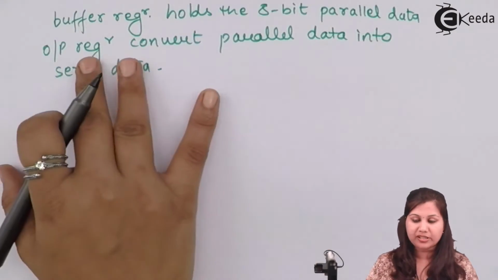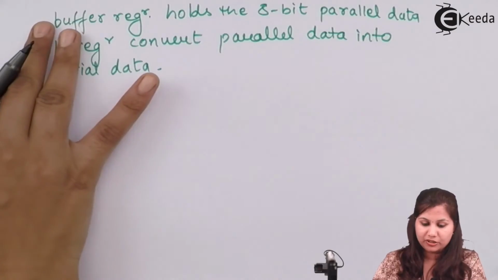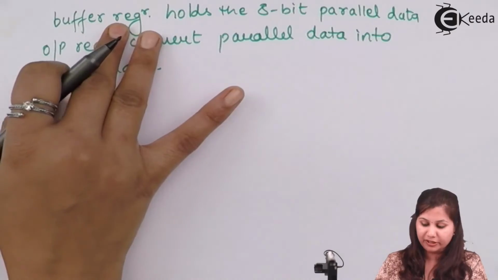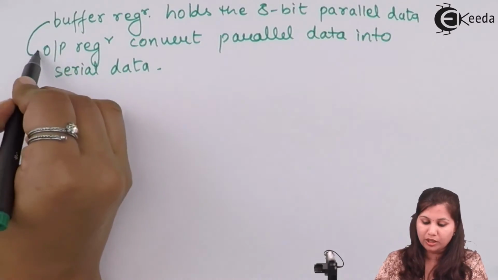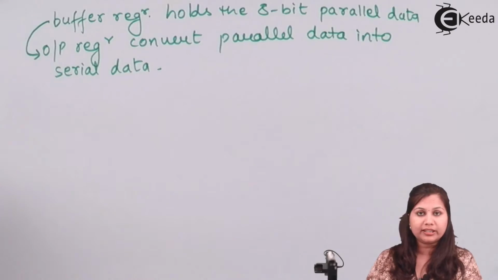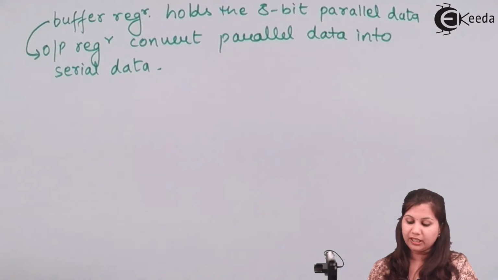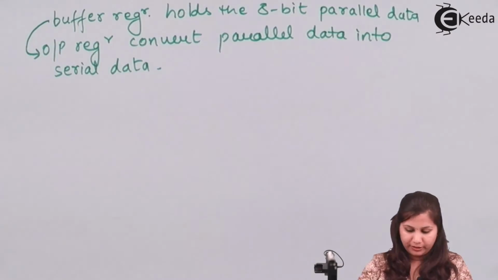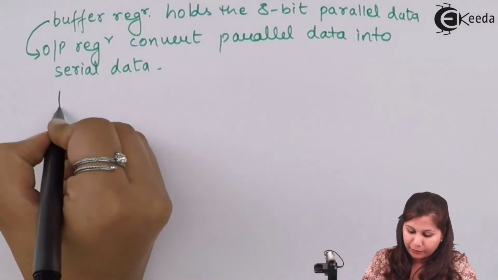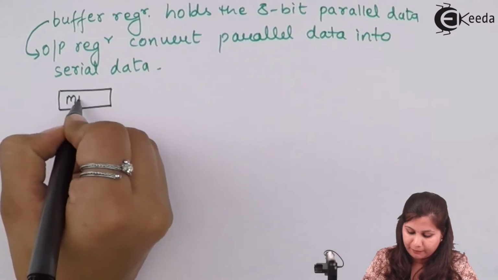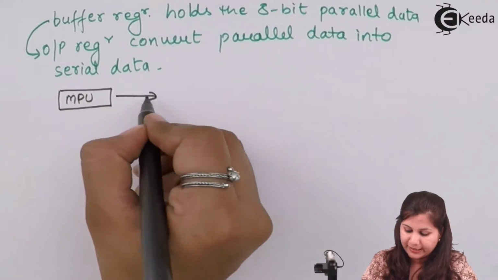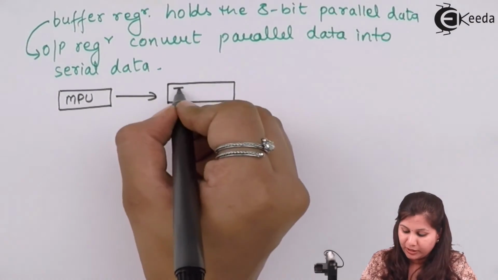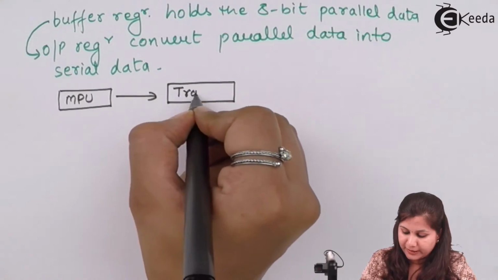Now, when this output register is empty, the buffer register is going to transfer the data that is in the buffer register into the output register. So in this way, the processor is loading the 8-bit data into the output register again and again. If we see the communication, the microprocessor, that is the MPU, is sending the data to the 8251, and here we have the transmitter section.